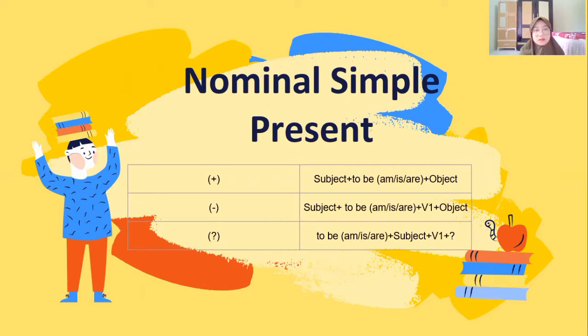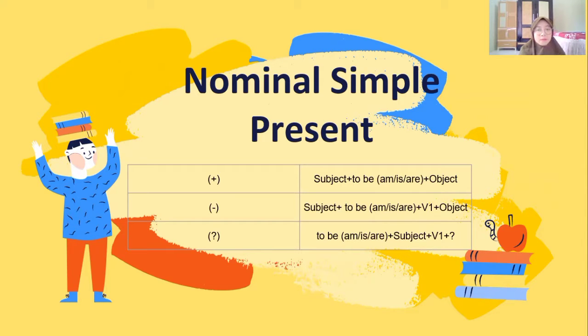Alright. Selain rumus yang tadi, kalimat simple present lainnya adalah nominal simple present yang menggunakan to be. Kalimat yang menggunakan to be umumnya adalah kata kerjanya tidak menunjukkan suatu aksi. Dan untuk rumusnya yaitu untuk positive sentence, rumusnya subject plus to be (is, am, are) plus object. Untuk negative one is subject plus to be plus not plus object. And the last one is interrogative sentence. To be plus subject plus object plus question mark.